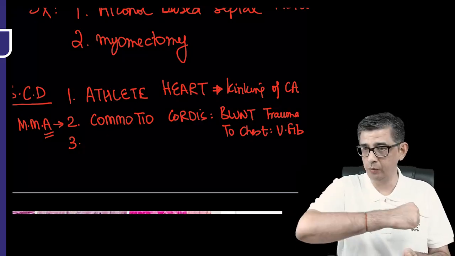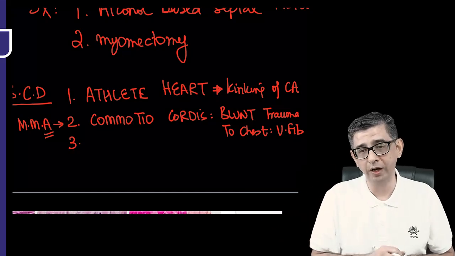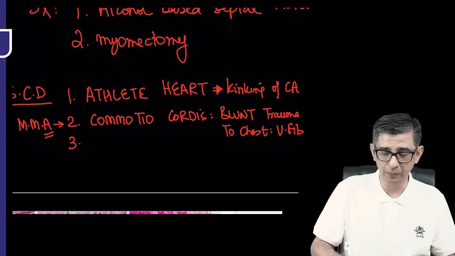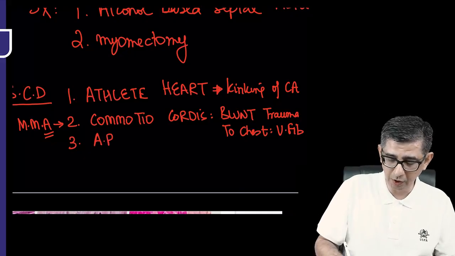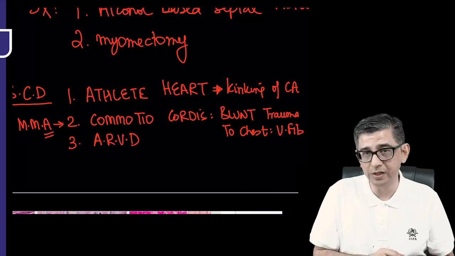But if there's a blunt trauma to the chest, like an elbow to the chest, punch to the chest, that is when we have to take into consideration commotio cordis in a patient. And then there is a cardiomyopathy that is called as arrhythmogenic right ventricular dysplasia.